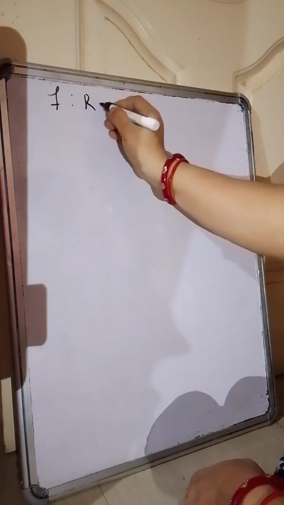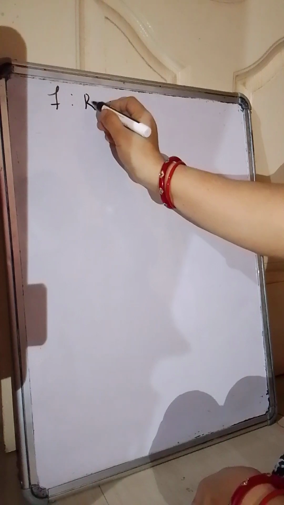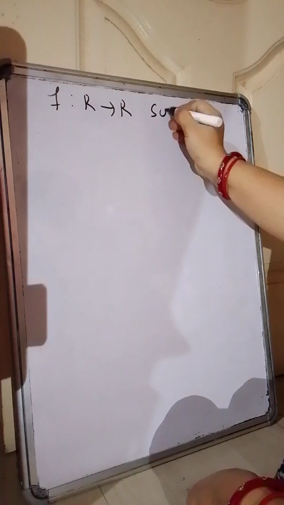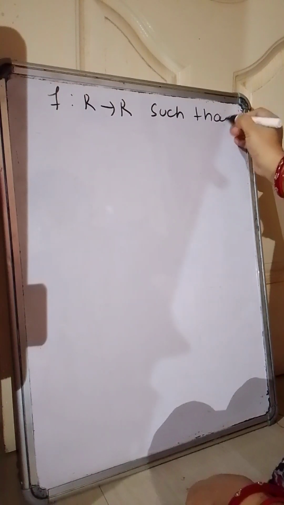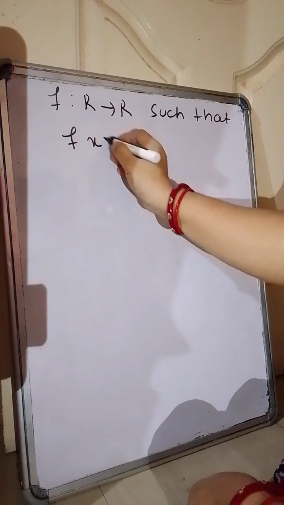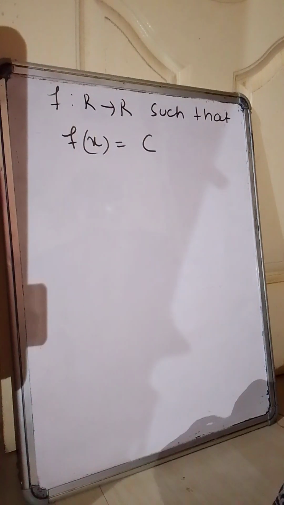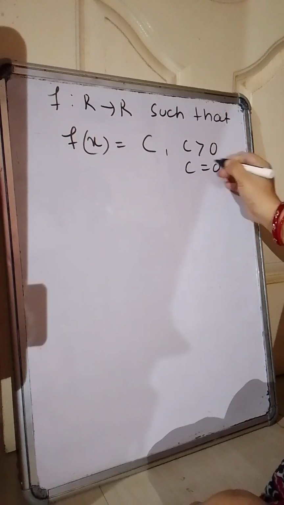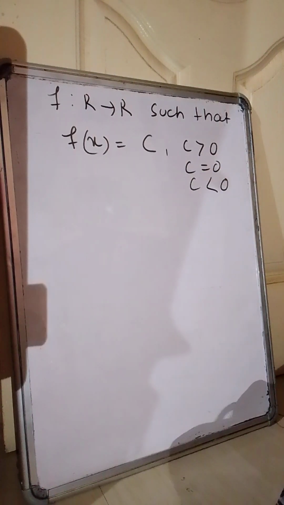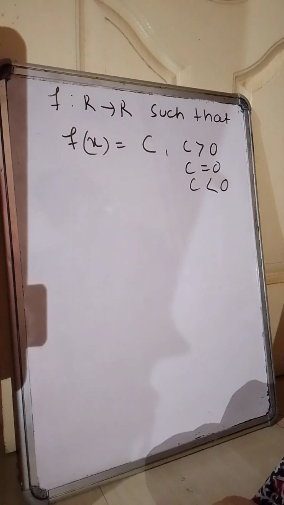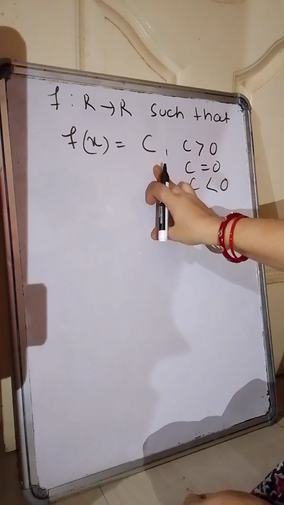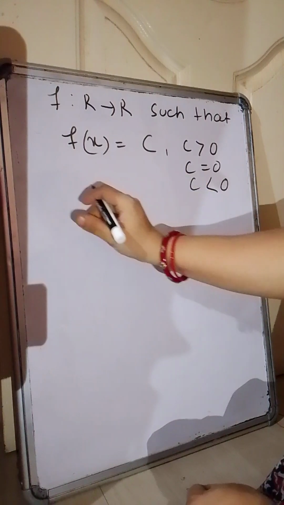What we discussed there: f is a real valued function from the set of real numbers R to the set of real numbers R, such that f of x is a constant c. c may be a positive number, c may be 0, c may be a negative real number. You can take any value for c. If the function value is a constant, then it is called a constant function.